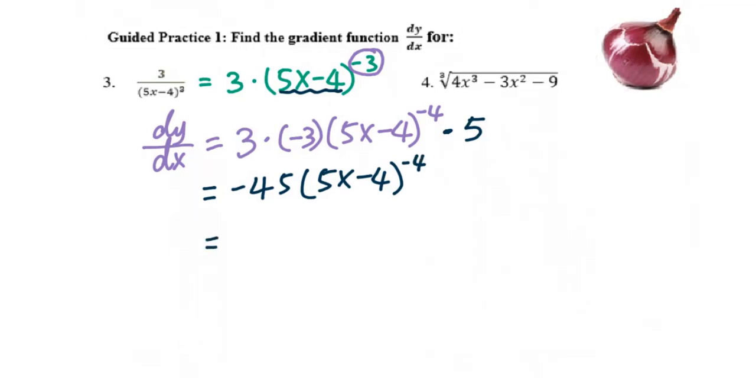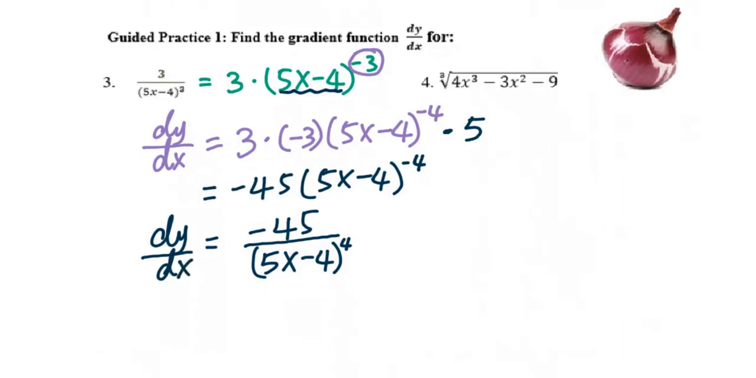Then you change negative exponents to positive. Move 5x minus 4 to the denominator. That is 5x minus 4 to the fourth power. This will be the dy by dx.